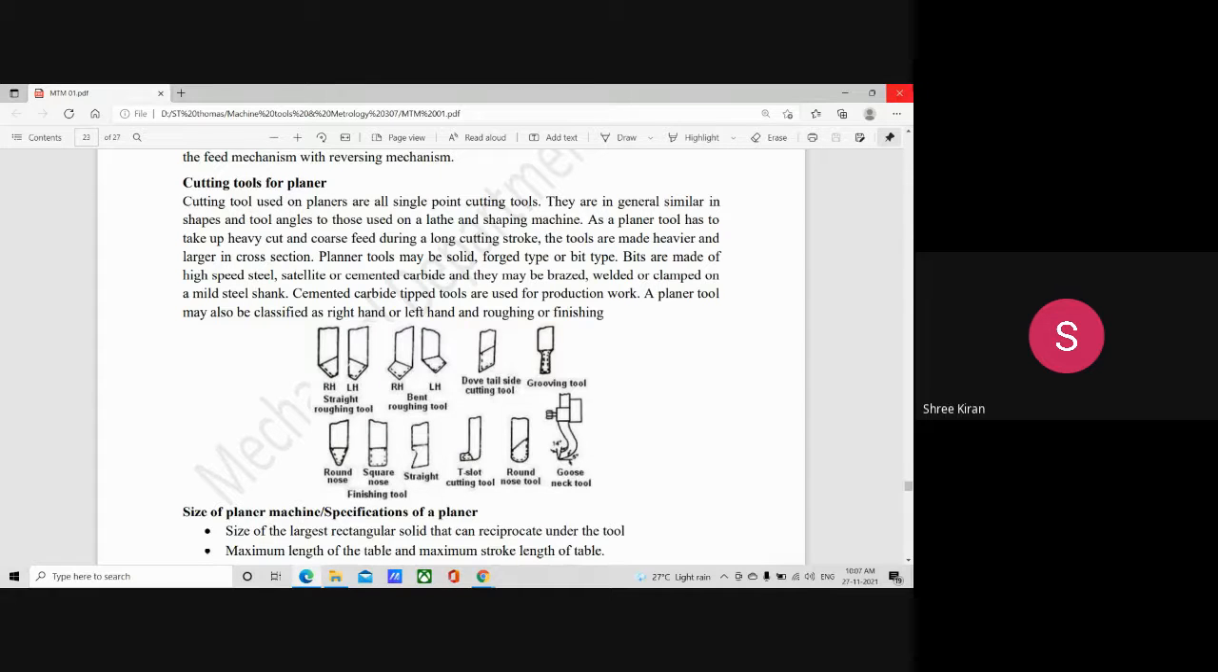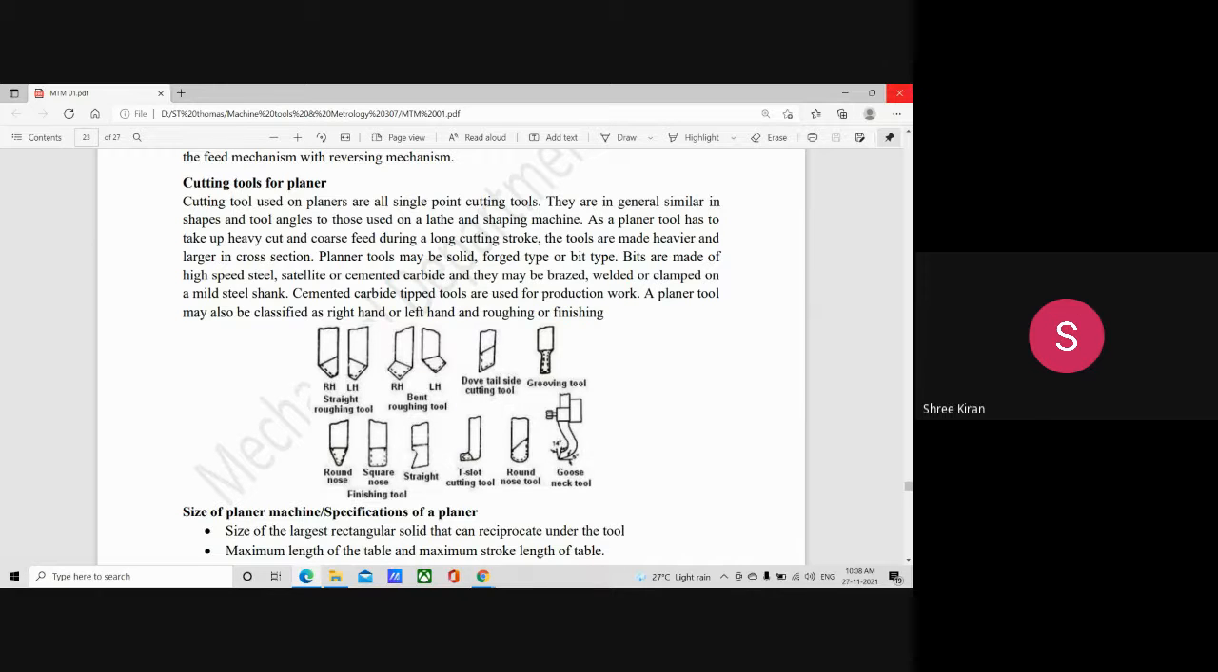Almost all are identical or similar in shapes and tool angles to those used on lathe and shaping machines. As a planer tool has to take up heavy cuts and coarse feed during a long cutting stroke, the tools are made heavier and larger in cross section.